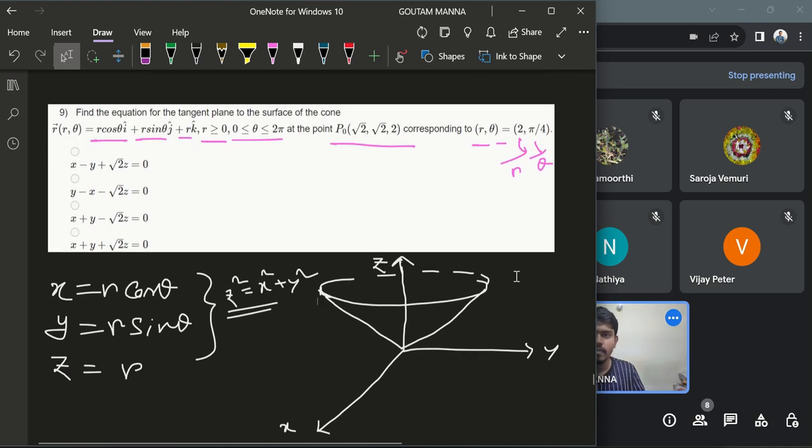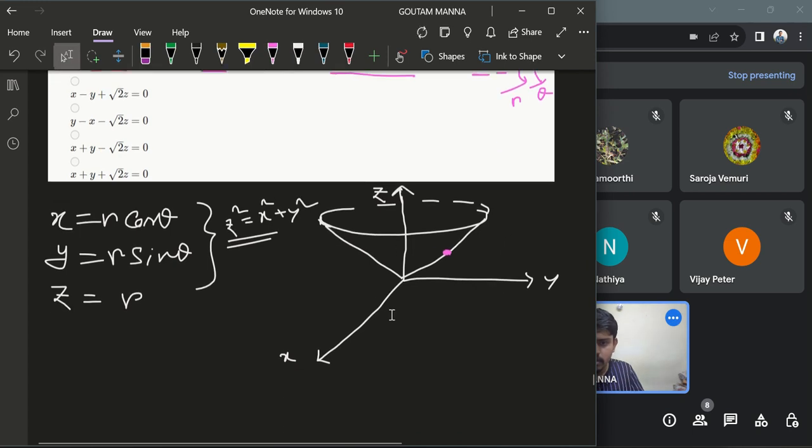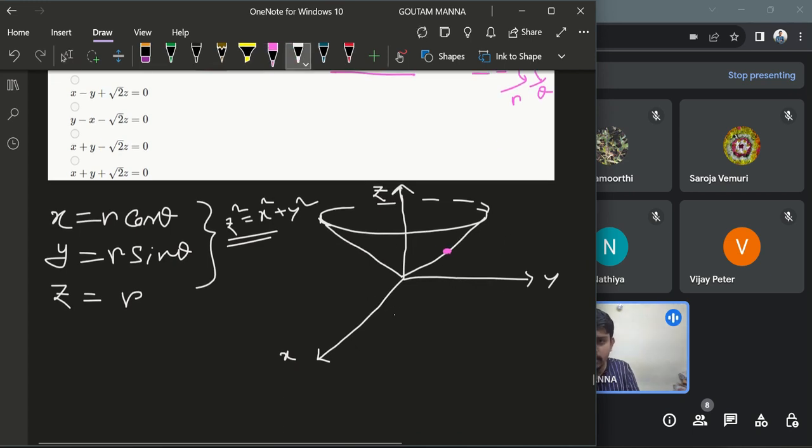Okay, and now we're asked to find the equation of the tangent plane. So let's say this is the point where we are asked to find it, right? So what we need to do is find a vector.